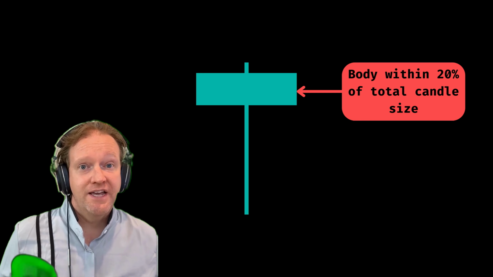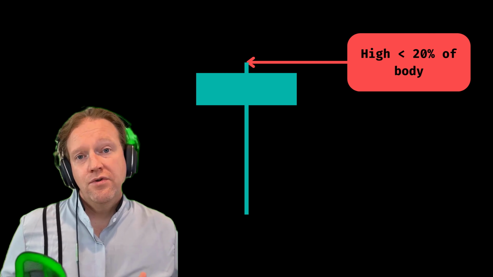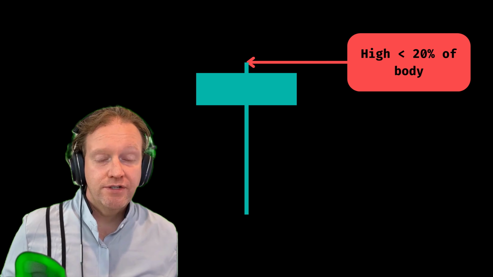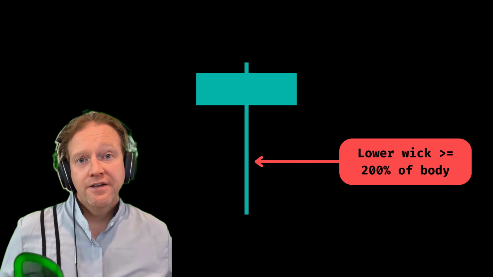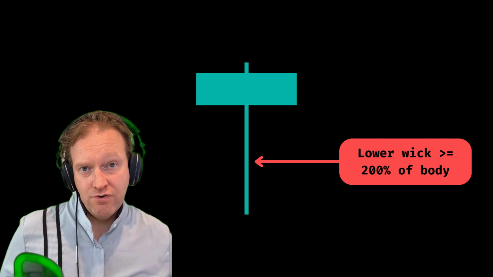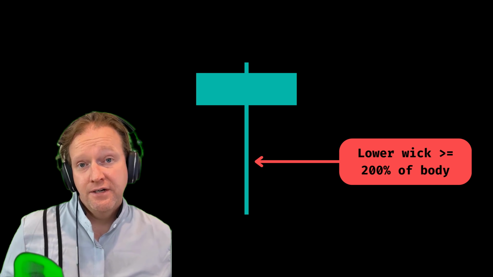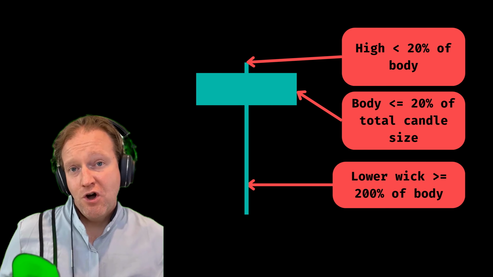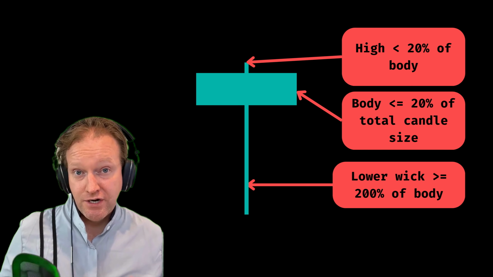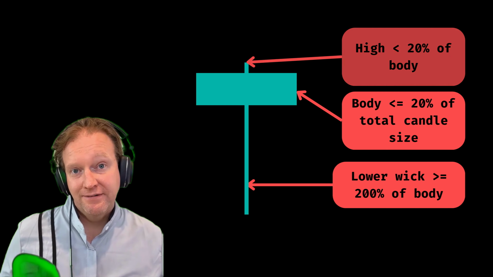First, we have a look at the body of the candlestick and make sure that it's no more than 20% of the candlestick size. We then have a look at the top wick and make sure that it's no more than 20% of the body size. Finally, the lower wick must be at least 200% larger than the body, indicating a relatively large size compared to the body. The combination of these factors gives a unique shape of this particular pattern.